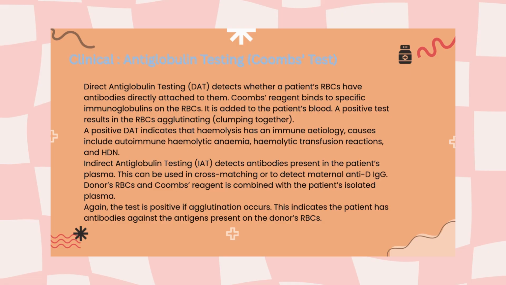Indirect antiglobulin testing, IAT, detects antibodies present in the patient's plasma. This can be used in cross-matching or to detect maternal anti-D Ig. Donor's RBCs and Coombs reagent are combined with the patient's isolated plasma. Again, the test is positive if agglutination occurs. This indicates the patient has antibodies against the antigens present on the donor's RBCs.